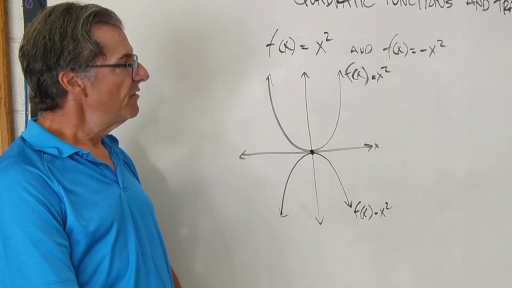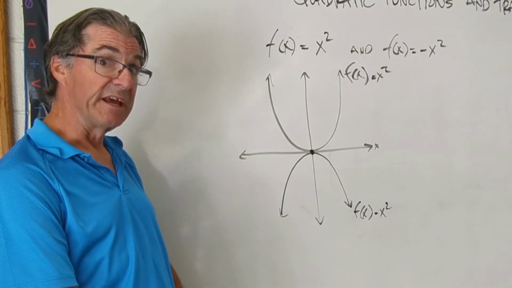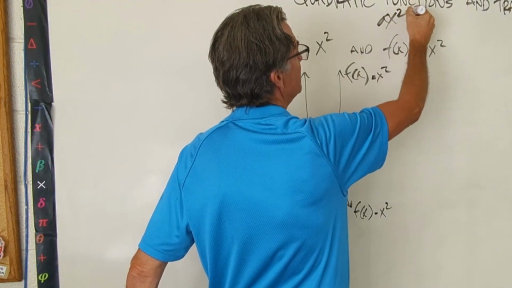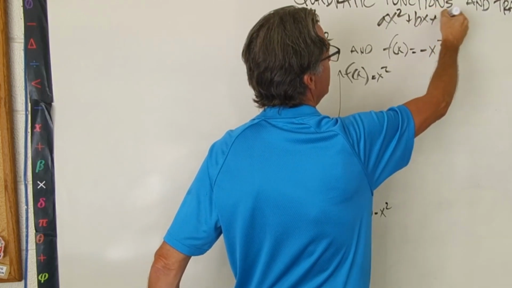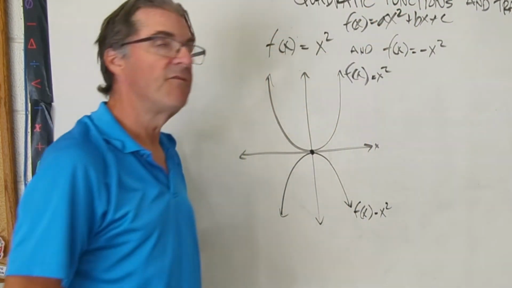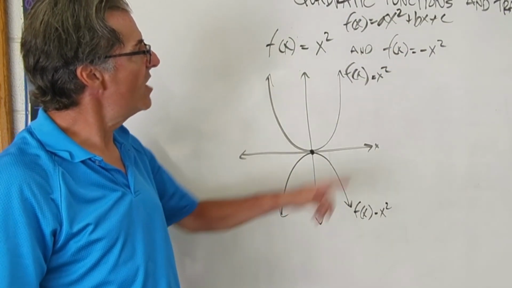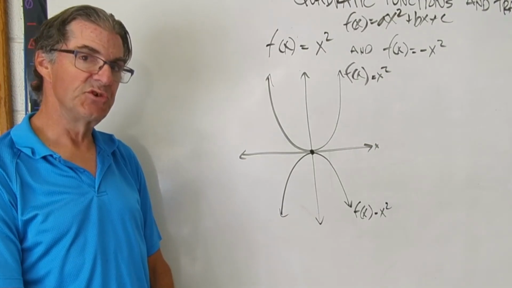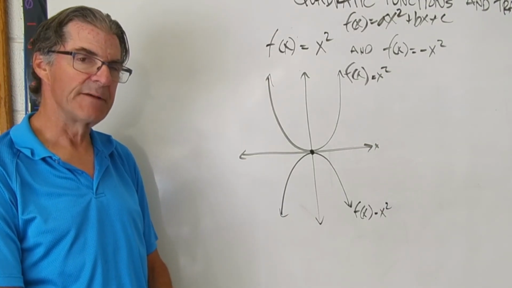So that should tell you something about our standard form. Remember, this is ax squared plus bx plus c. This is f of x equals. That's our general form. So we just played around with the value of a. So what does a do in this case? Pause the video and think about that.